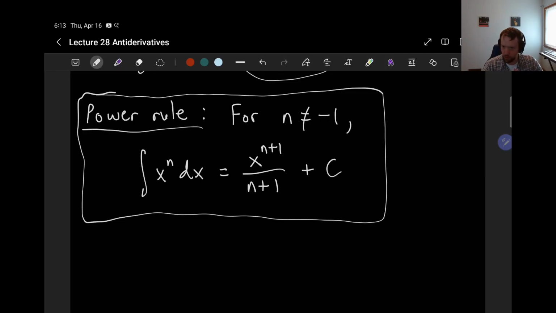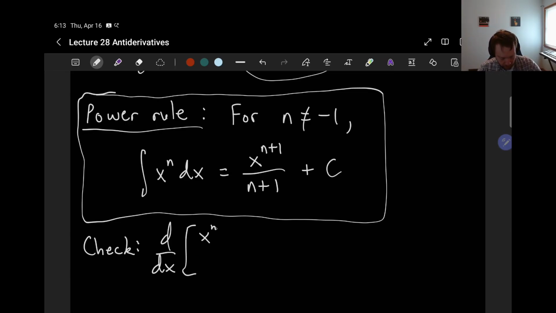All right, so first, why don't we do a quick check to make sure that this formula is true? You can always check to see that your antiderivative is correct by taking its derivative. And we should get back to the integrand here. So I'm taking the derivative of x to the n plus 1 over n plus 1. And we could write the plus c in there as well, but remember that derivative will just be 0. So it's not really of any consequence.